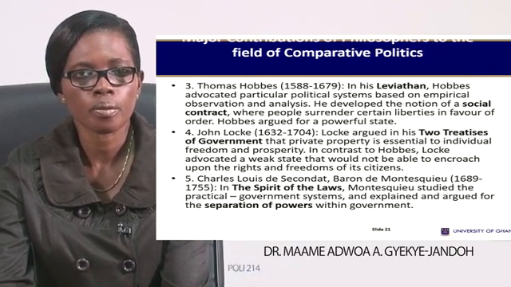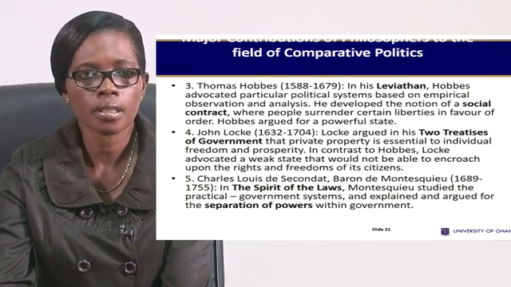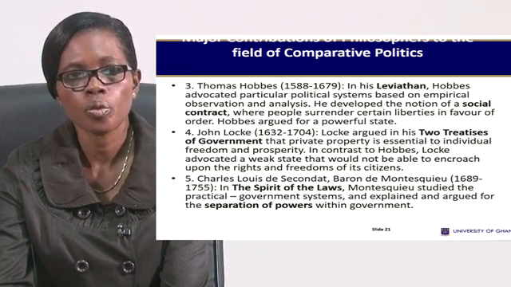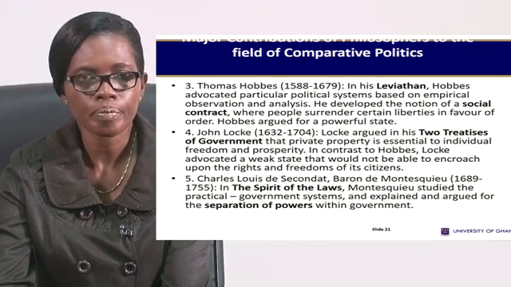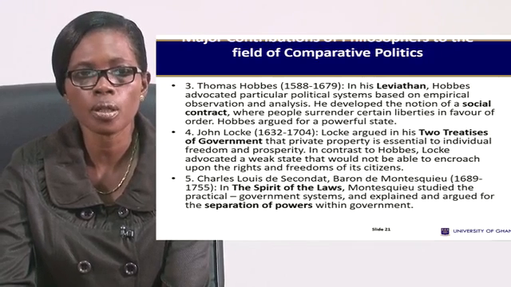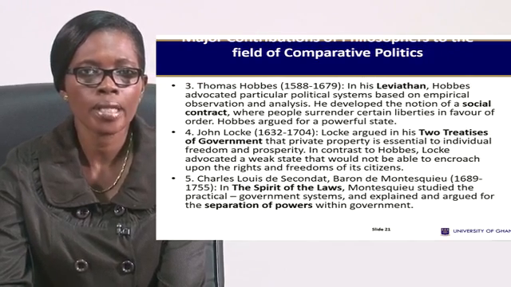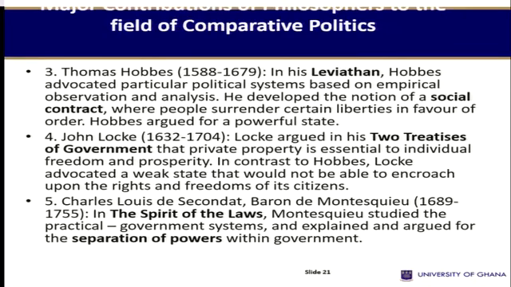Then we continue with Thomas Hobbes. Thomas Hobbes was an English philosopher who wrote the Leviathan, in which he advocated particular political systems based on empirical observation and analysis. He developed the notion of a social contract, where people surrender certain liberties in favor of order. Hobbes argued for a powerful state.